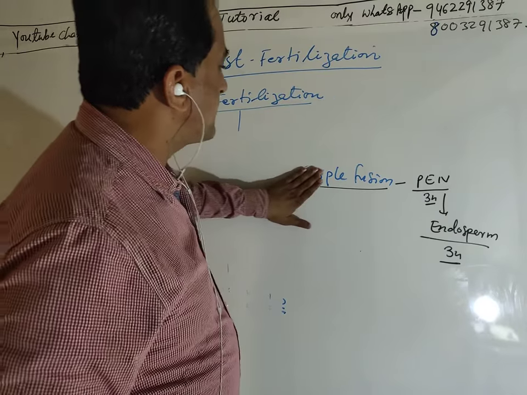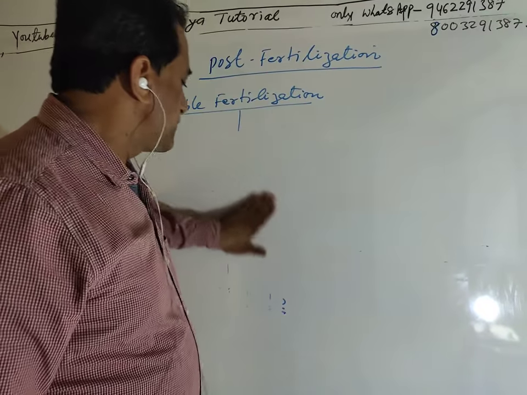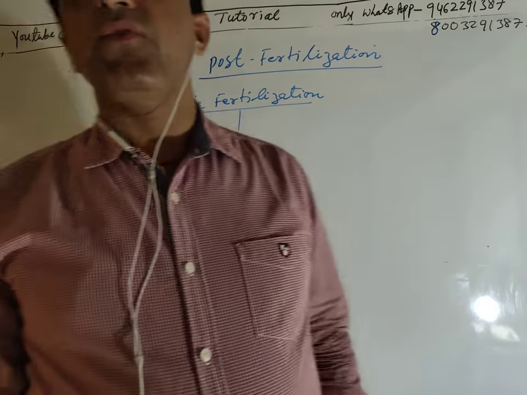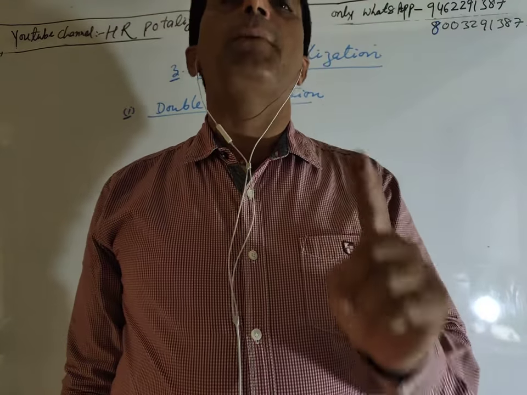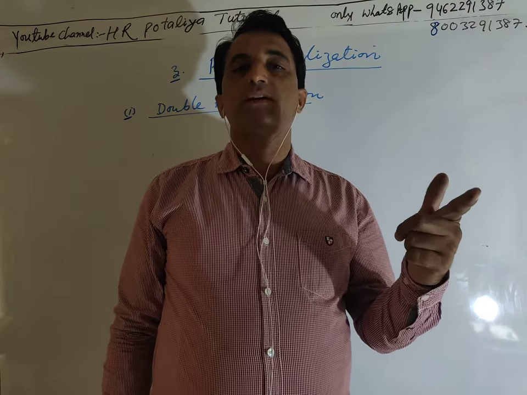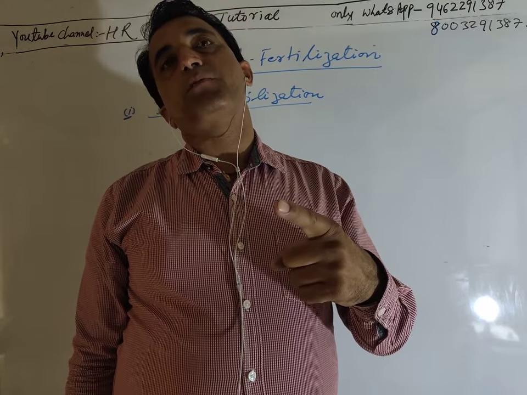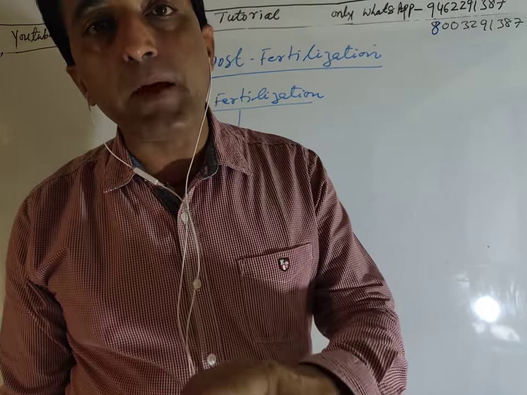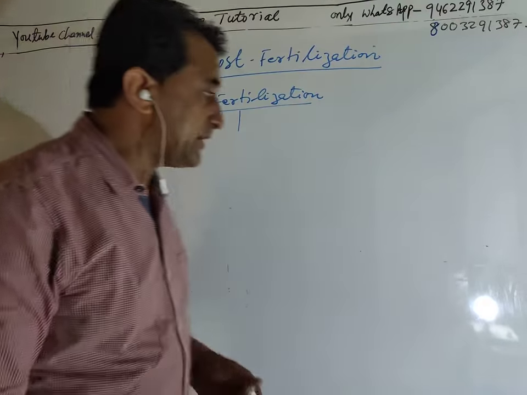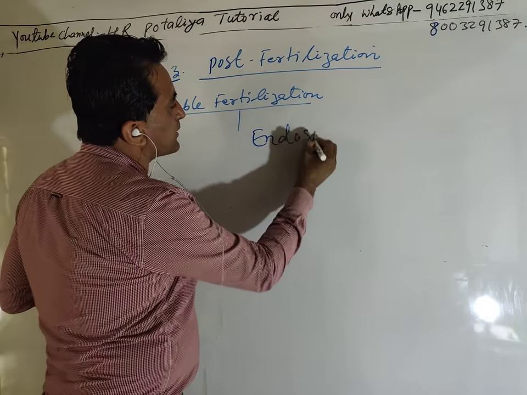In flowering plants, especially in angiosperms, among post-fertilization changes, first takes place the development of endosperm. Why is endosperm development first? Because the endosperm provides nutrition for the developing embryo. So first, nutrition availability is necessary. That's why the first development is the endosperm.